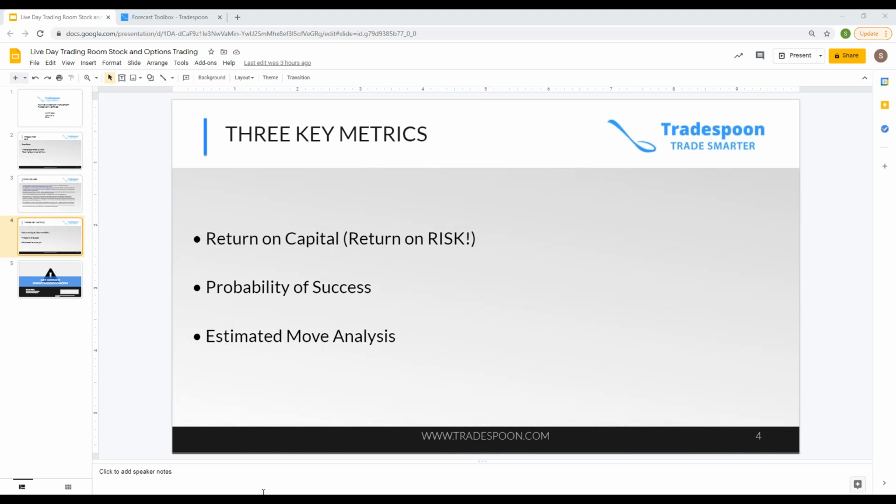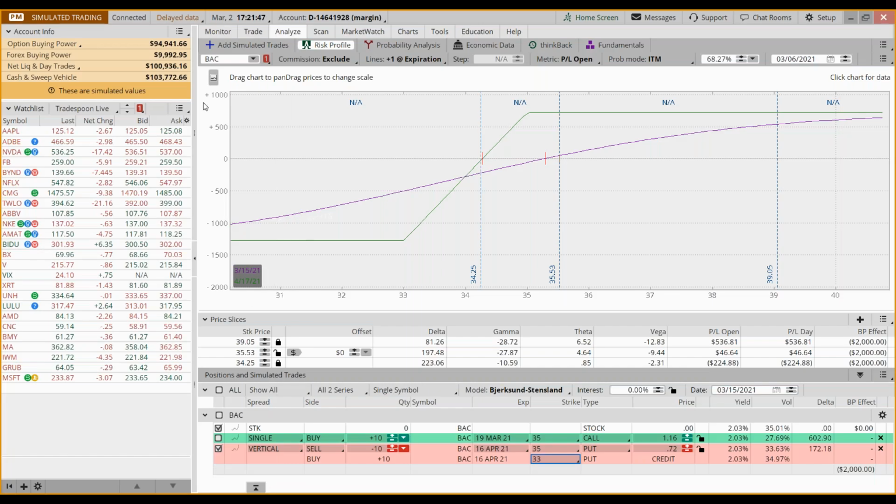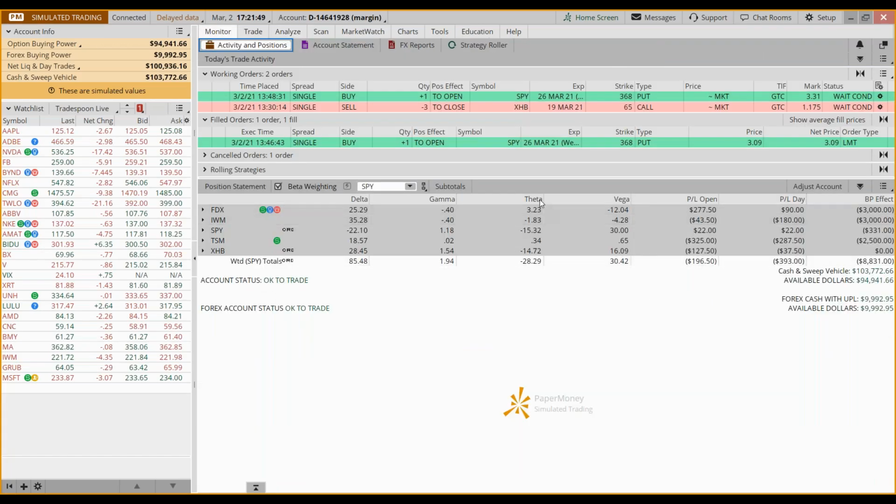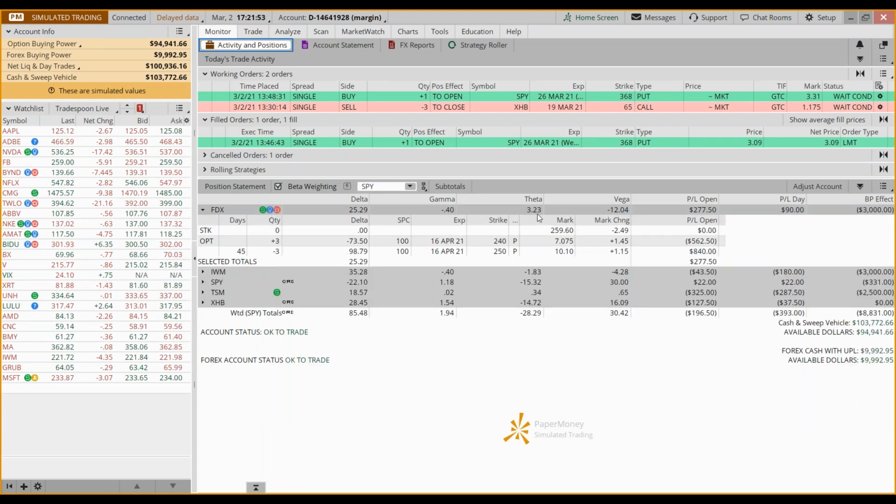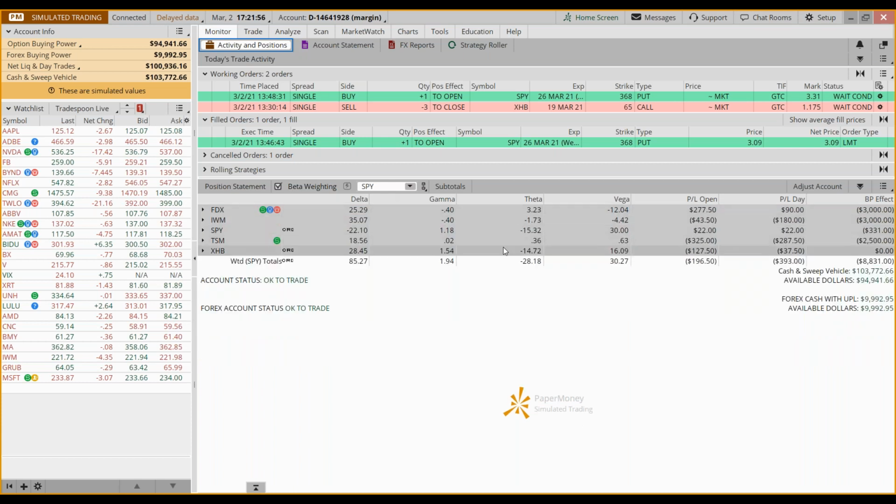If you look at, for example, this portfolio here, here's my thetas. This FDX trade is theta positive. It makes $3.23 a day. This one is minus 15. It loses $15 a day. That's what it is. It's just helping us understand what kind of theta we use.